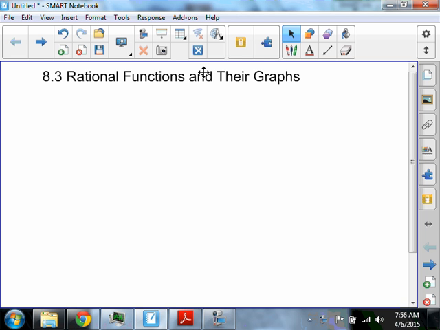Wasn't quite the reaction I was expecting, but anyway, here we are in Chapter 8, Section 3. The title of Chapter 8, Section 3 is Rational Functions and Their Graphs. Notice the way "there" is spelled. If it weren't for all the reading, I'd like to be an English teacher someday.